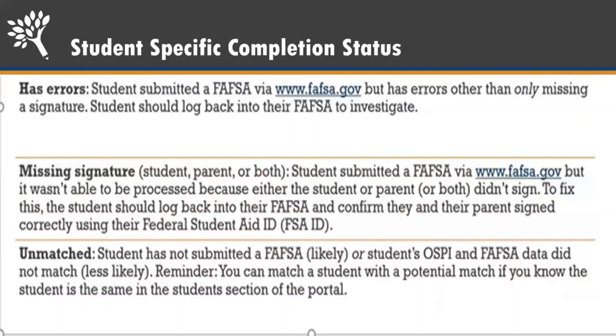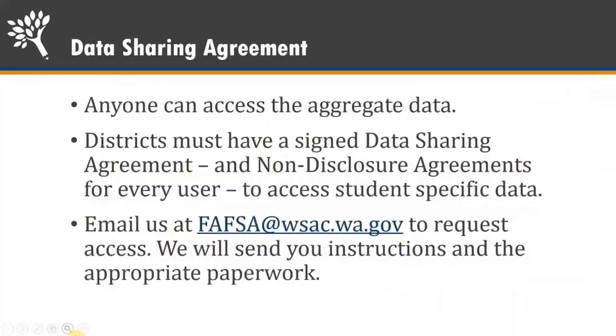On the public dashboards, you may see other terms such as unmatched, has errors, and missing signature. Unmatched indicates there is not enough evidence in most cases to show that a student has submitted a FAFSA. Has errors indicates that the student's FAFSA application has errors. Missing signature is by far the most common error that takes place when a student or guardian forgets to sign the signature page, and thus it has its own status.